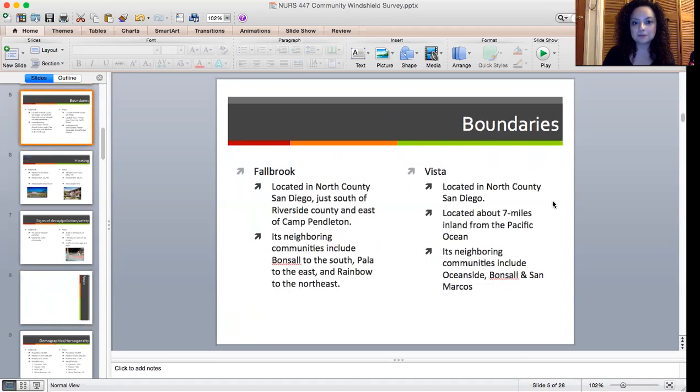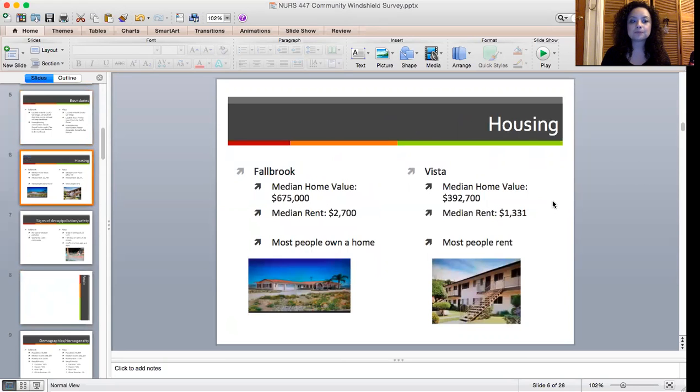Boundaries. So Fallbrook is located in North County, San Diego, just south of Riverside County, and east of Camp Pendleton. Neighboring cities include Bonsall to the south, Pala to the east, and Rainbow to the northeast. Vista is also located in North County, San Diego. It's about 7 miles inland from the Pacific Ocean. Its neighboring communities include Oceanside, Bonsall, and San Marcos.